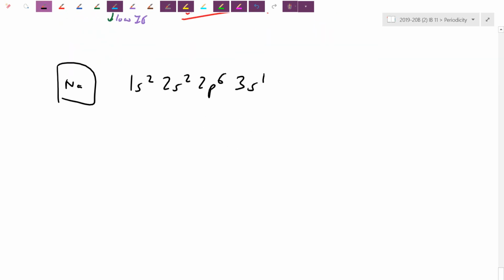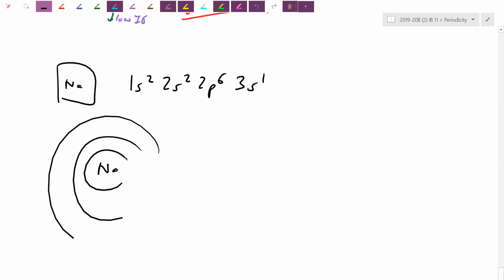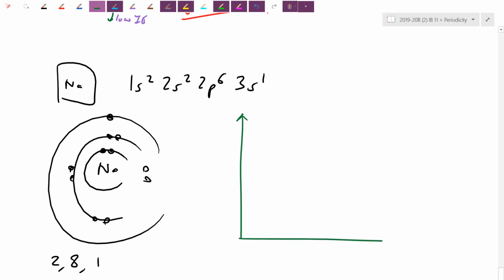Sodium as a Bohr model looks like this, right? 2, and then we have 8 on this shell here. Remember, electron arrangement is just saying 2, 8, 1. It's just a listing of how many electrons I have on each shell. Basically, I'm going to start ionizing it. I'm going to come with a pair of tweezers and figure out what the ionization energy actually is. So here's my ionization energy.